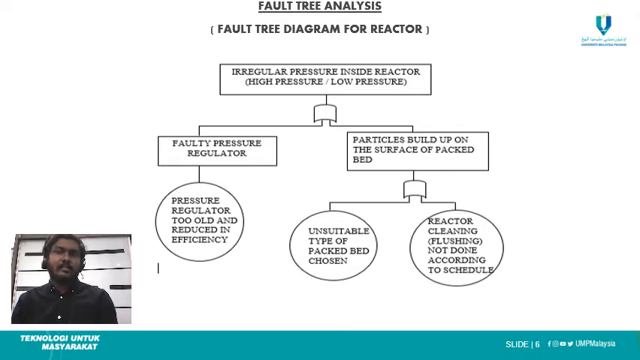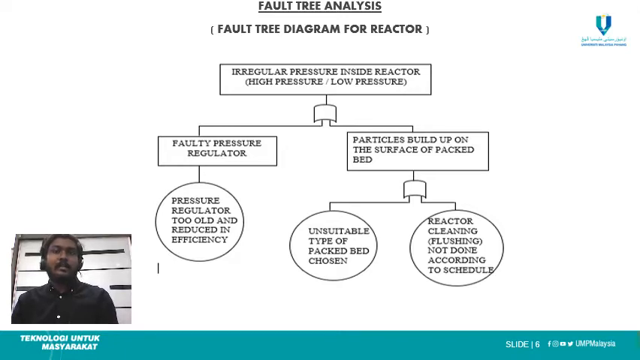The second reason for irregular pressure inside the reactor is caused by particles build up on the surface of the packed bed. This will reduce the volume inside the reactor, and so that explains why the pressure increases. This event happens because of two subsequent events, which are a bad choice or unsuitable type of packed bed chosen, and the flushing process is not done on schedule.